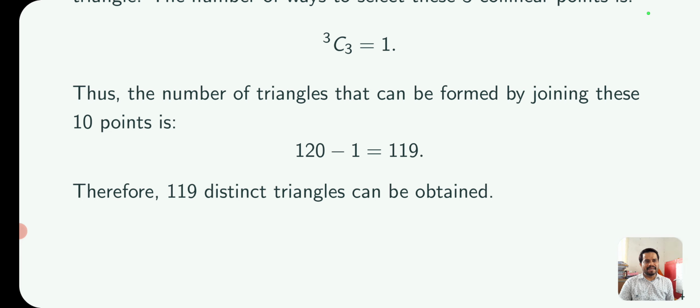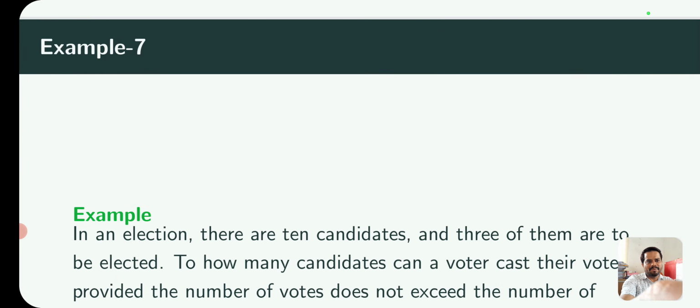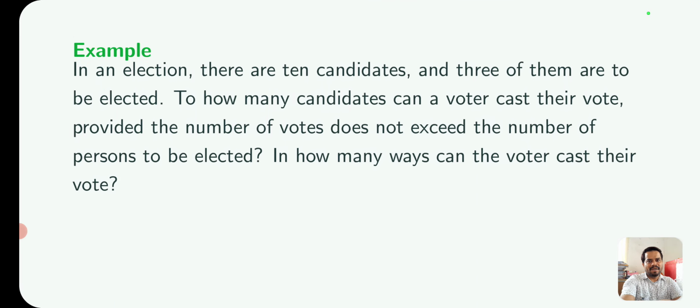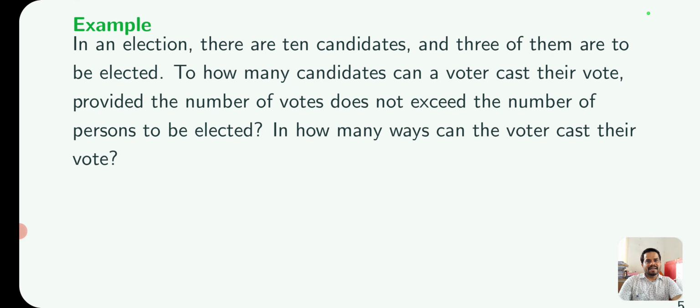So this is a very simple example. Now let us see one more example on this basic concept of combination. In an election, there are 10 candidates and 3 of them are to be elected. In how many ways can a voter cast their vote, provided the number of votes does not exceed the number of persons to be elected? Read it again. I pause here, just read it.